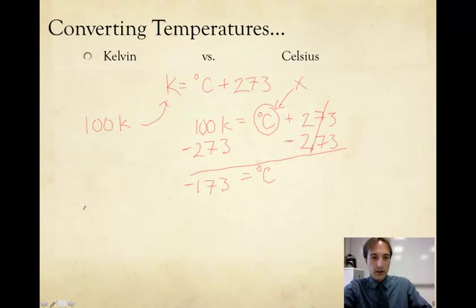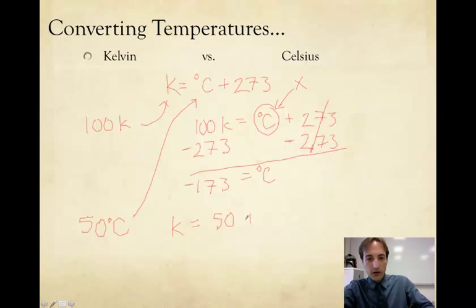Now, let's say that they gave us Celsius, and they said that we had 50 degrees Celsius, and we want Kelvin. Well, we still plug it in, okay? So this, we're going to plug into there in the formula. So the formula is going to read K equals 50 plus 273, which equals 323 Kelvin. Don't forget your units.